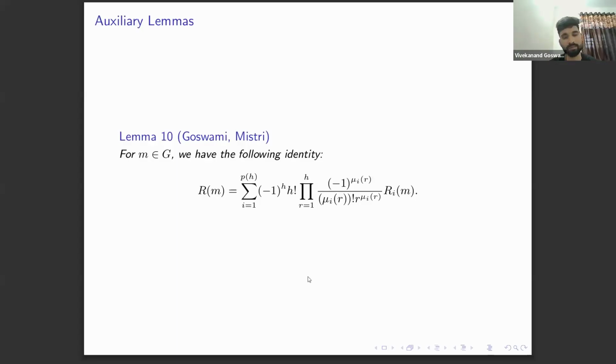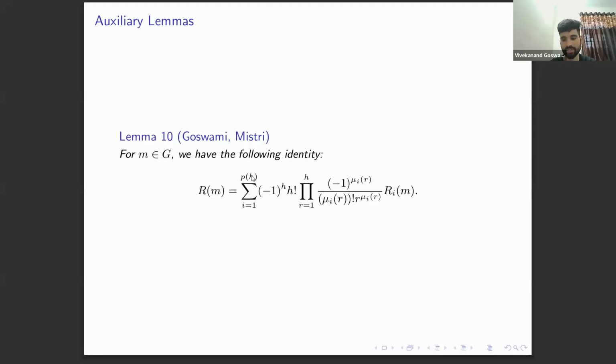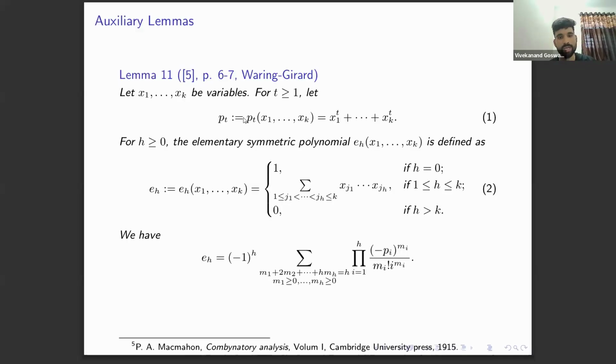To give the outline of the proof of the main theorem, we prove some lemmas. The first is Lemma 10, which states the relation between R_m and R_im. For m belonging to G, we have the following identity: R_m can be written as the sum of these R_im with these coefficients. We prove Lemma 10 by using Lemma 11, which is a polynomial identity.